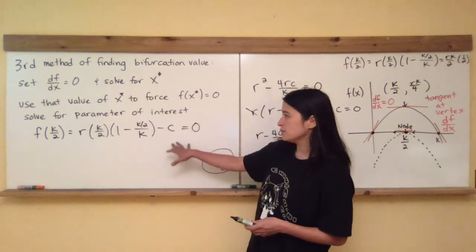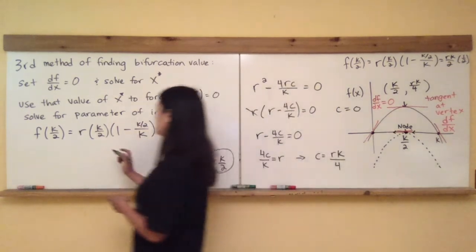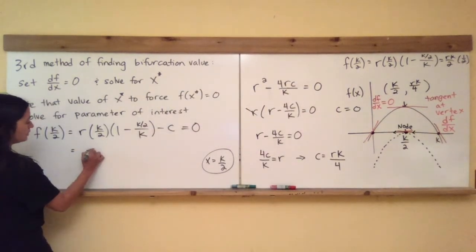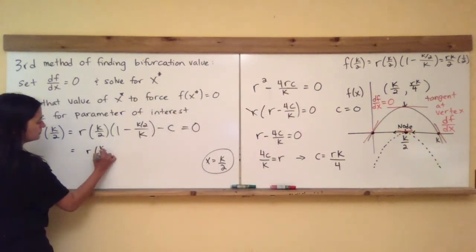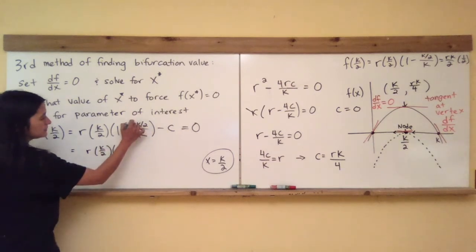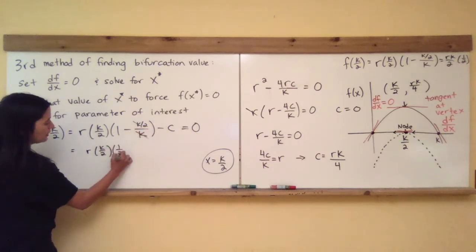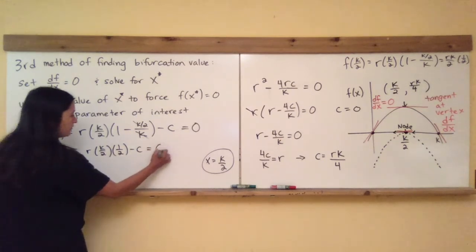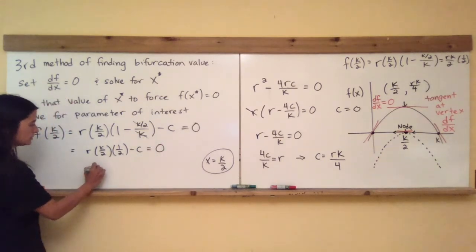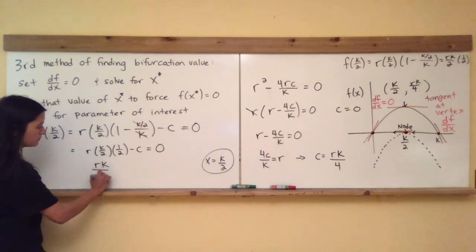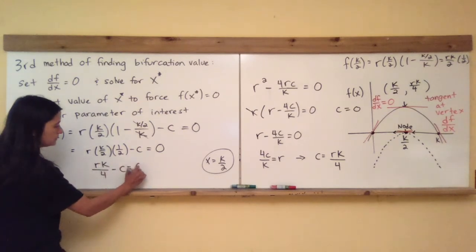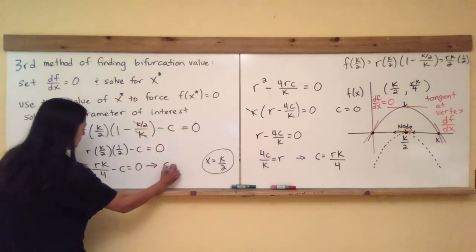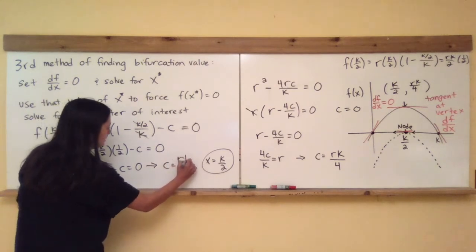Okay, so simplifying this equation out gives us r times k over 2 times, these k's cancel, so you get 1/2 here, minus c. And I want that to be equal to 0. And so I end up having rk over 4 minus c equals 0. So the same conclusion I reached before is that c needs to be rk over 4.